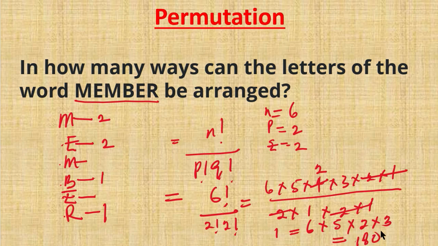So the number of ways to arrange the letters of the word member will be 180 ways. We can arrange it in 180 ways. With this, I hope you understand how I treated permutation.